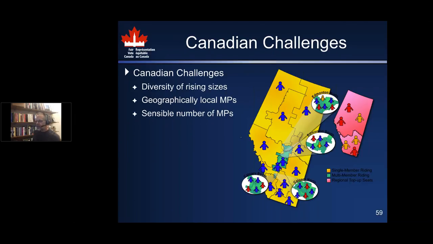So that's how it deals with those Canadian challenges of riding sizes. It just admits that mixed-member and multi-member systems don't work well everywhere, but if we combine them, we can deal with that diversity of riding sizes, keep our MPs at least as local as they are now, and maintain a sensible number of MPs.